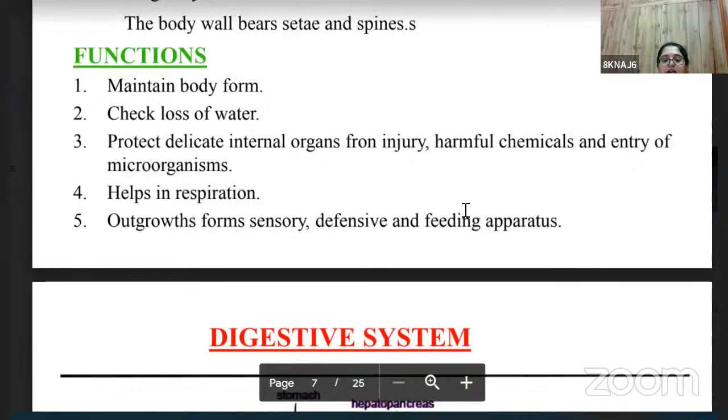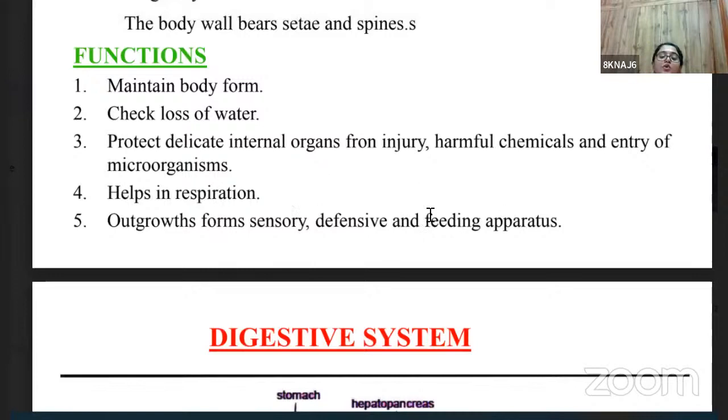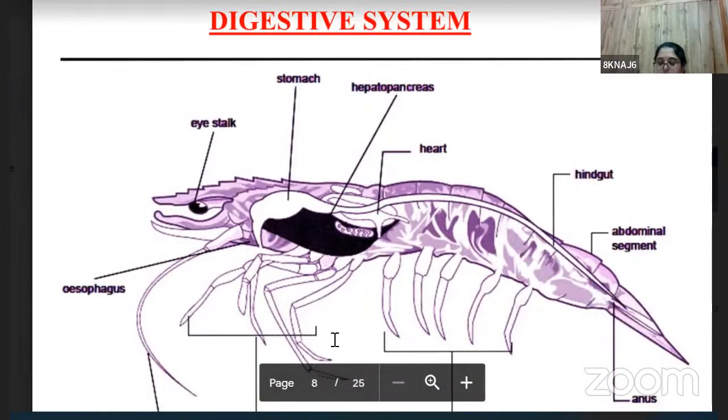It helps in respiration, and outgrowths form the sensory, defense and feeding apparatus. So this is how the digestive system of the particular Palaemon is, if you get to see. So this is the eye stalk.